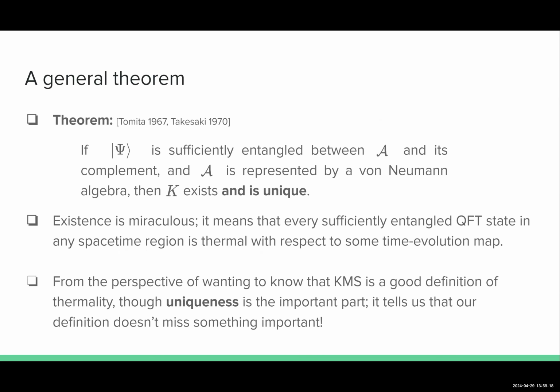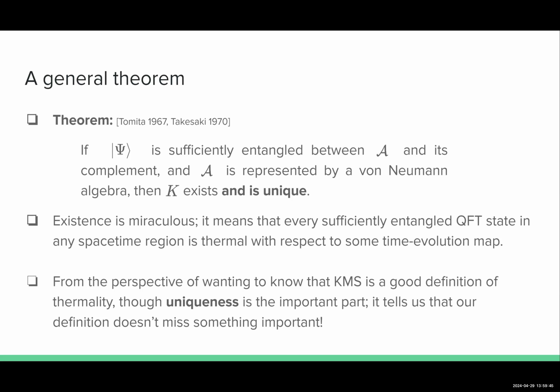What they said was that if you think about a state and a subsystem, such that the state is sufficiently entangled between the subsystem and its complement, there's a technical condition, the state is so-called separating. It's exactly the continuum version of a state being full rank. So of course you sort of need that to exist in your continuum version of the theory. It typically is satisfied in quantum field theory, so don't worry about it too much.